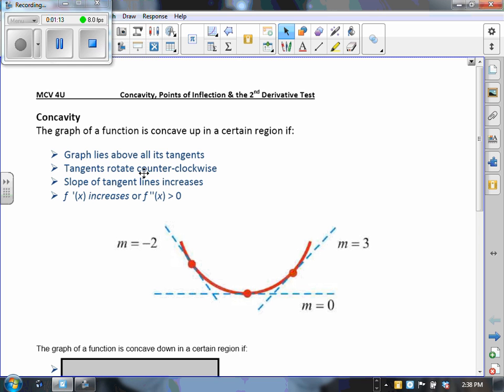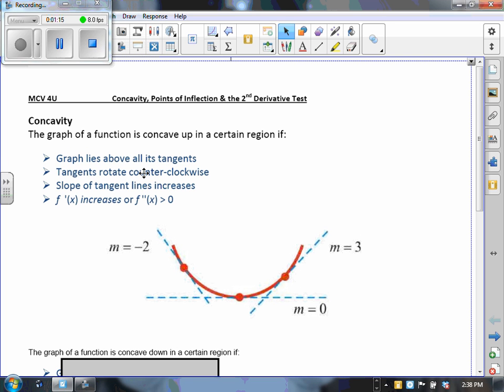So the first one is if the graph lies above all of the tangents, then a function is concave up in that region. If the tangents rotate counterclockwise, then a function is concave up. If the slope of your tangent line increases over that region, the graph is concave up.